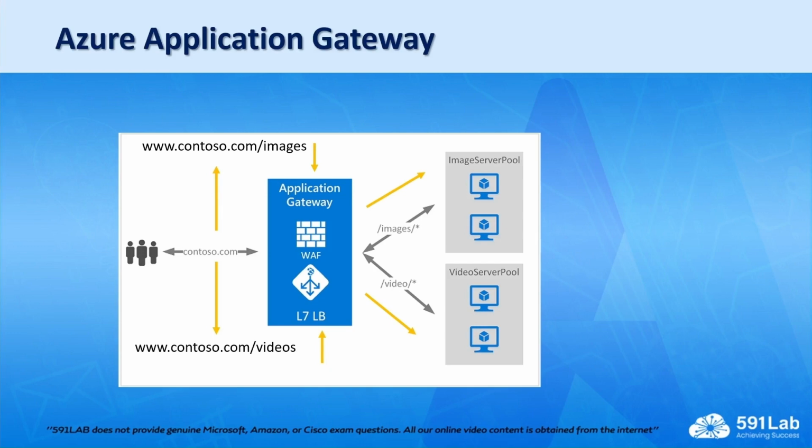Other than URL or path-based routing, Application Gateway has other features like SSL offloading, web application firewall, and session affinity. Now, let's have a look at some prerequisites which are required to understand before we create Application Gateway.